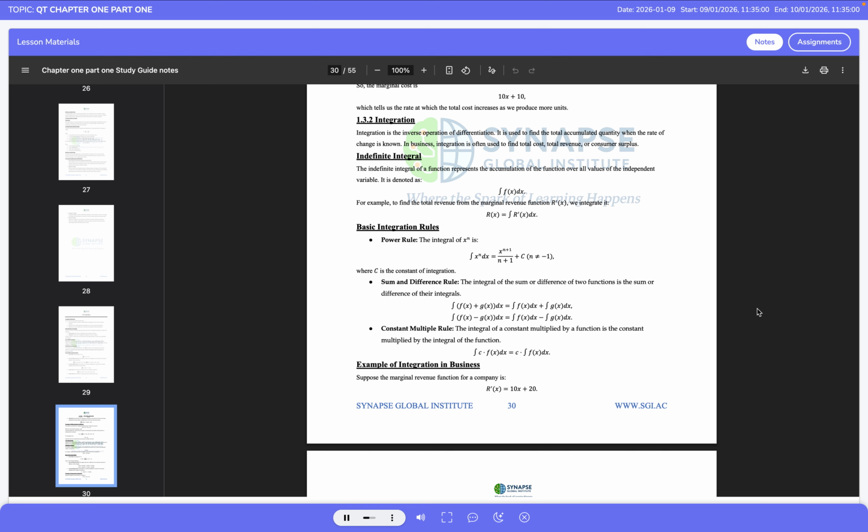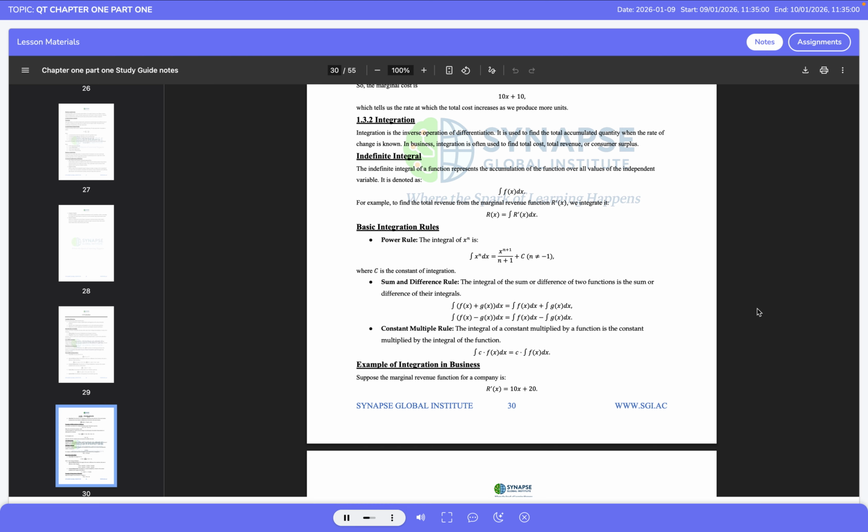The basic rules of integration mirror those of differentiation. The power rule for integration states that the integral of x raised to the power n is x raised to the power n plus 1 divided by n plus 1, plus a constant of integration, provided n is not negative 1. The sum and difference rule states that the integral of a sum or difference of functions is the sum or difference of their integrals. The constant multiple rule states that the integral of a constant multiplied by a function is the constant multiplied by the integral of the function.